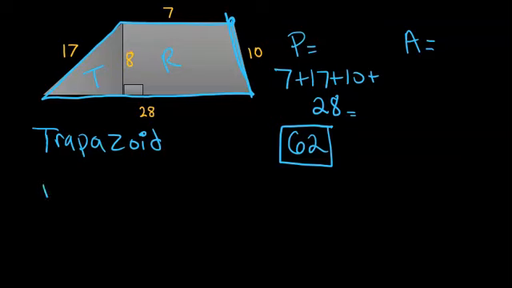So what does that look like? It's going to look like this: half base 1 plus base 2 times height. That's what that means. Base 1 and base 2 just means the first base and the second base, because there's going to be two of them. So let's go ahead and try to figure this out.